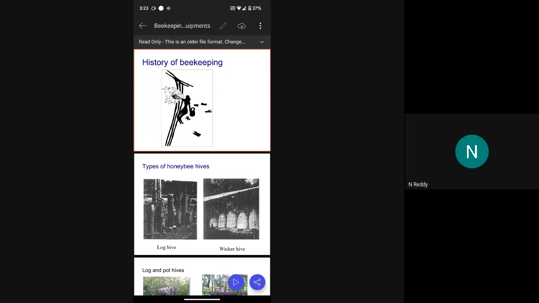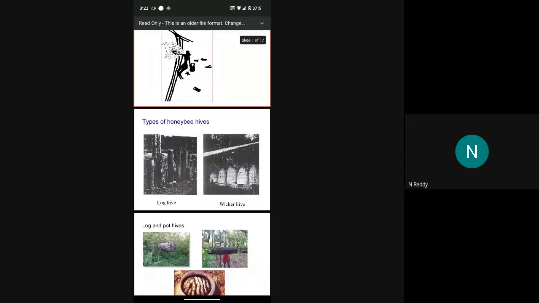Beekeeping is the maintenance of honeybee colonies, commonly in hives, by human beings. That happens usually in the wild, and that is domesticated by human beings. How we manage the honeybee hives is called beekeeping, for the benefit of human beings, for pollination purposes.